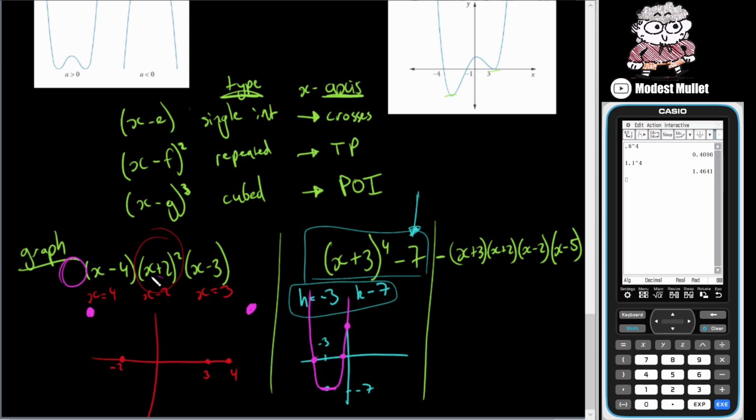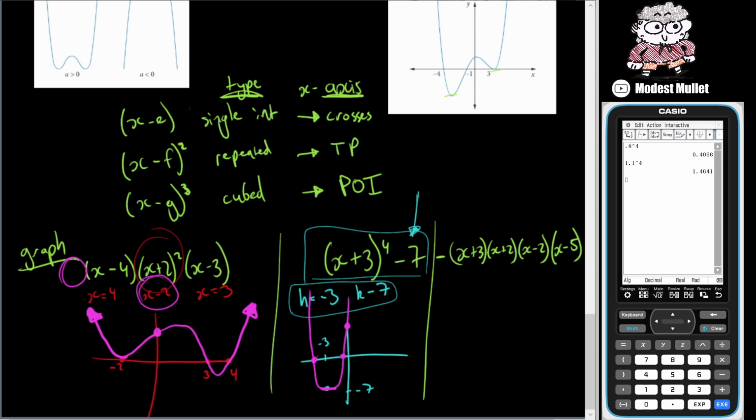Now, how are we going to do that? Well, repeated means we come down, we just kiss that intercept, back up, and at some stage we're going to have to come down. This one's a single intercept, single factor, so we go through, and then we have to go back and put our arrows on. We've got our 3 intercepts. We just need to find our y-intercept, and we're good to go.